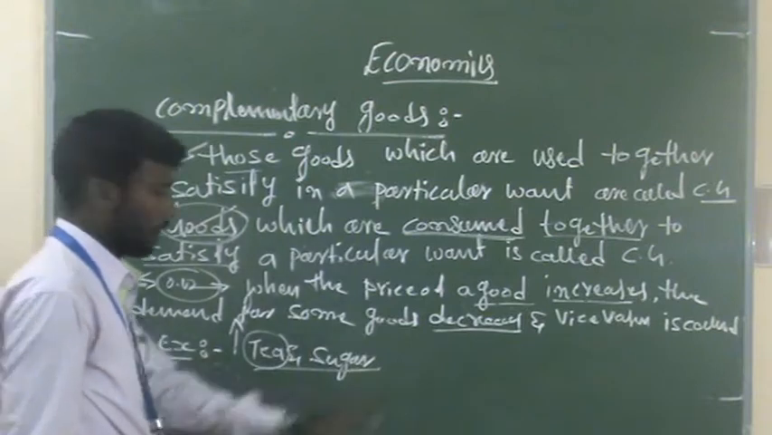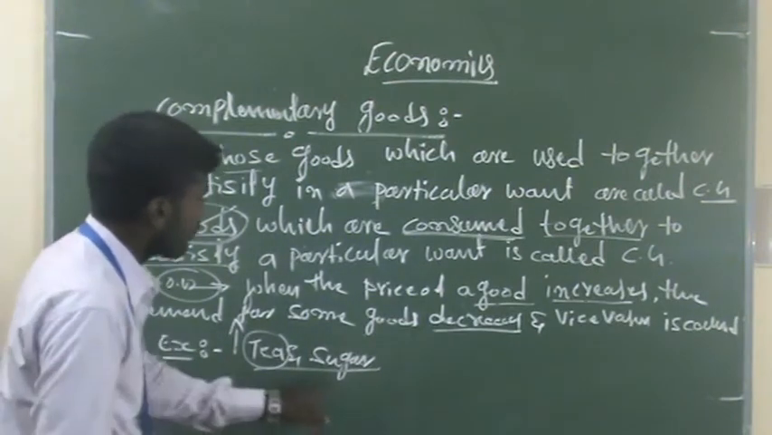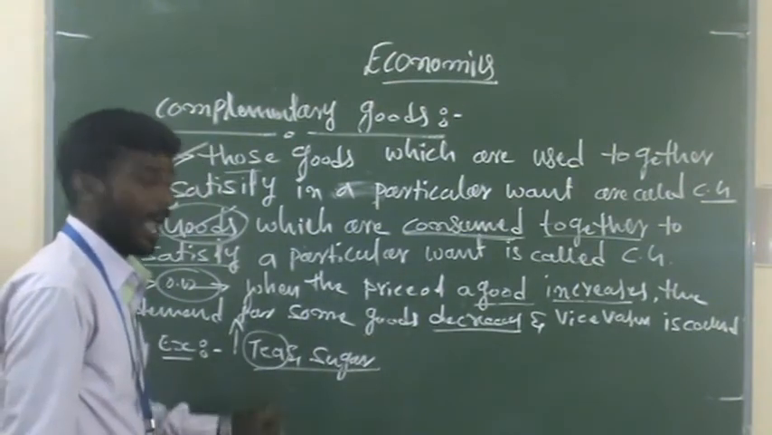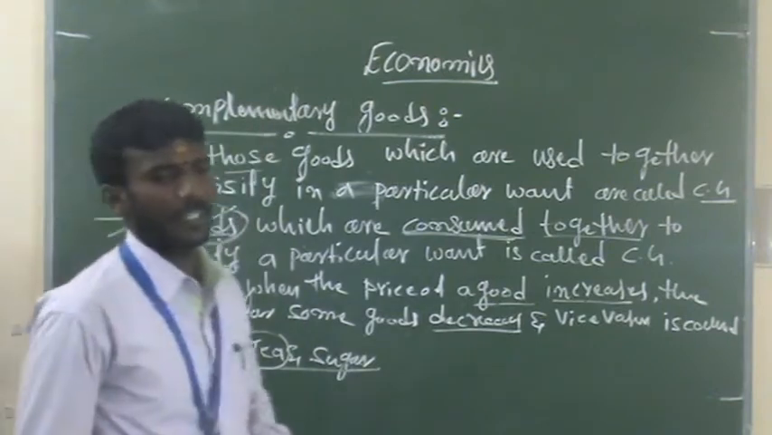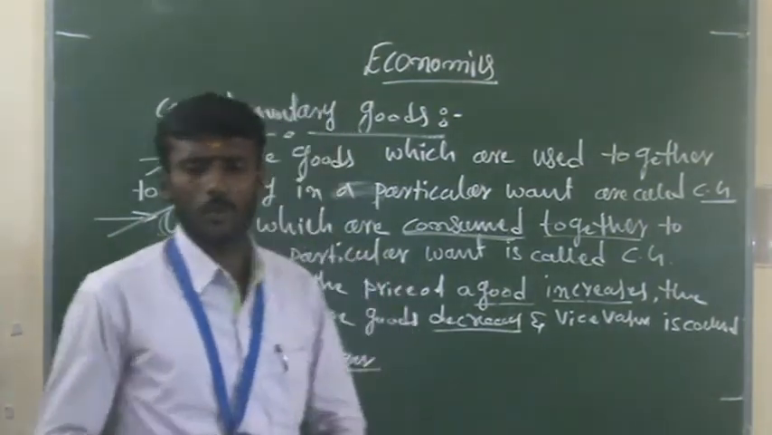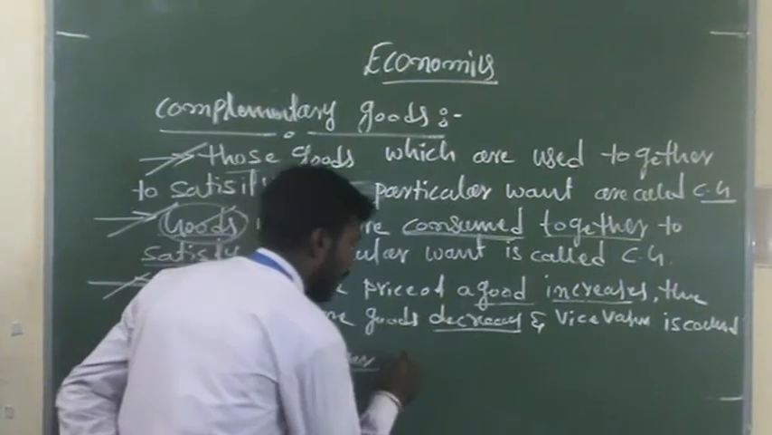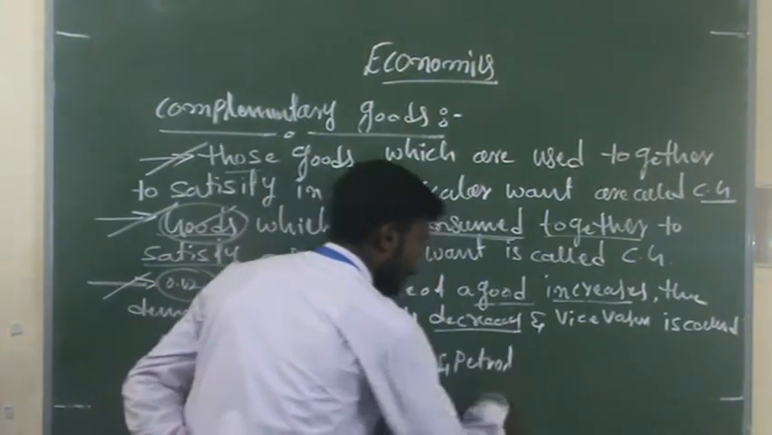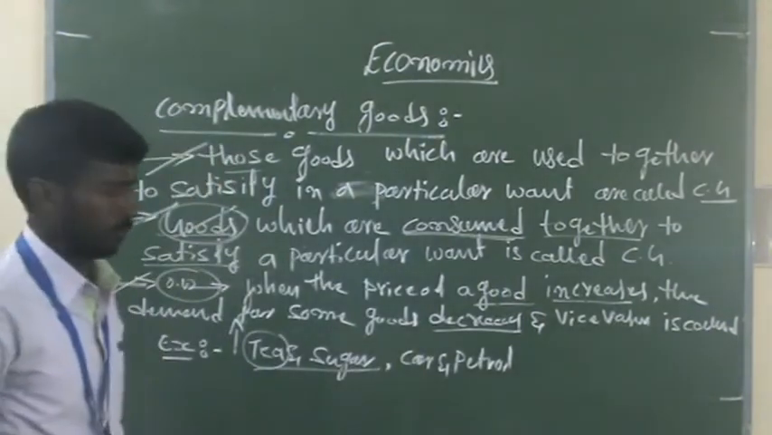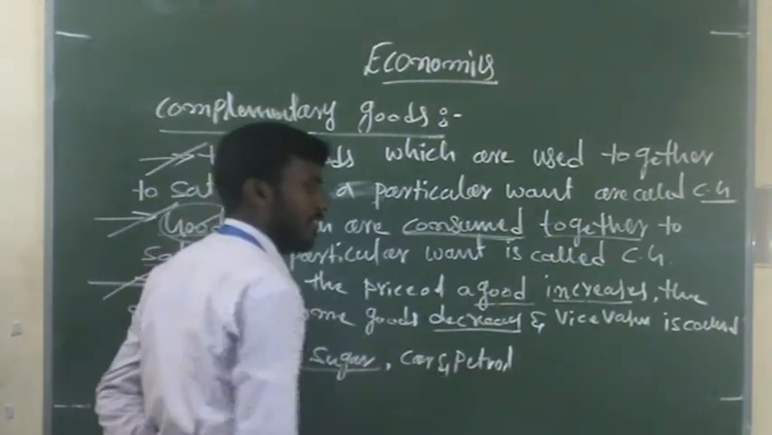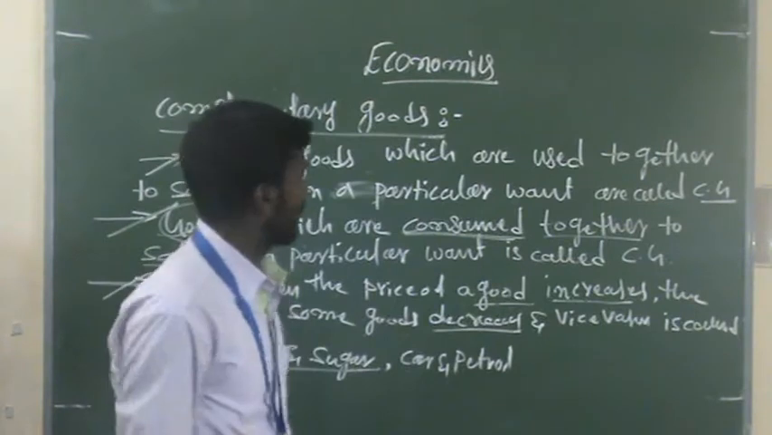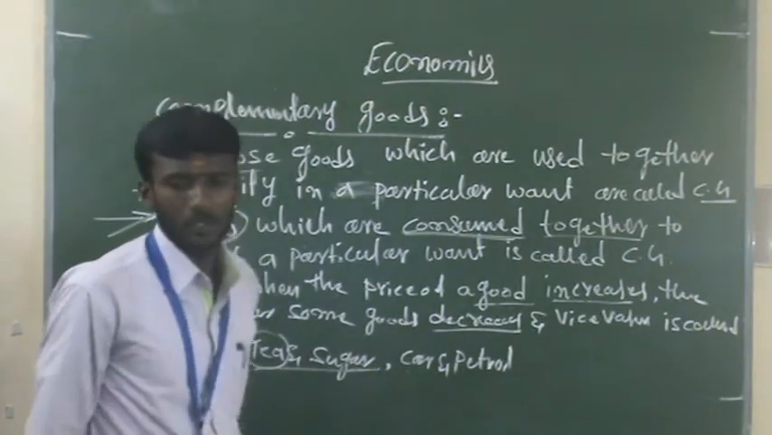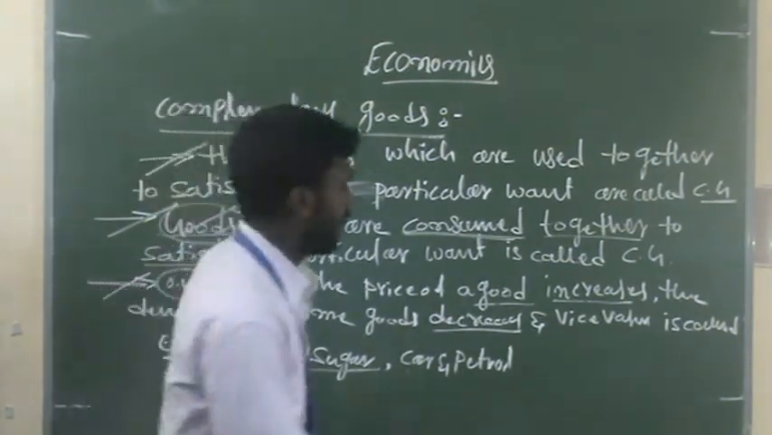So due to that reason, here tea and sugar is one of the examples of complementary goods. Now I am going to give one more, that is car and petrol. The car and petrol, it is another example of the complementary good. Then next one is pen and ink.